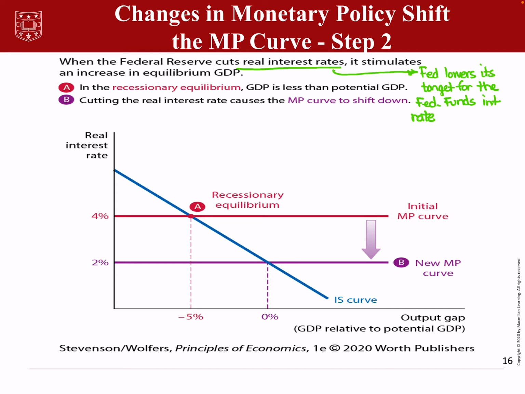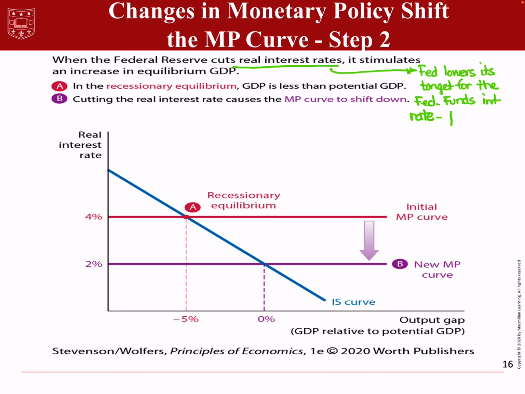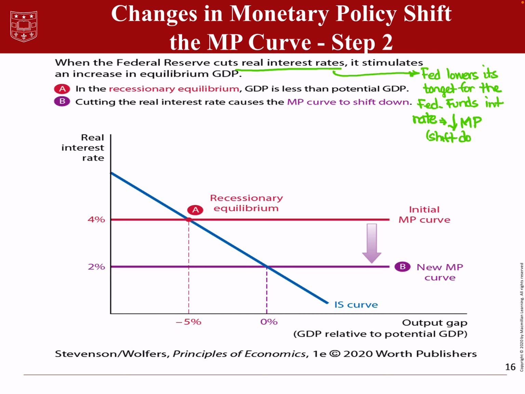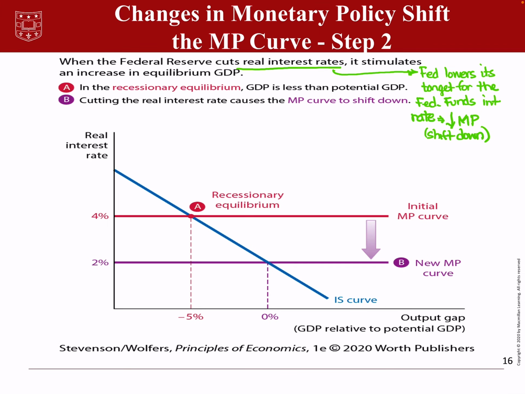And when it lowers its target for the Fed funds interest rate, we'll suppose in this instance, because we have no reason to suppose otherwise, the risk premium isn't changing. That's going to cause the MP curve to shift downward. And as the MP curve shifts downward, we move to a new equilibrium. Because we're so smart, we've moved to an equilibrium at which the output gap is closed. We have at this point, of course, full employment.